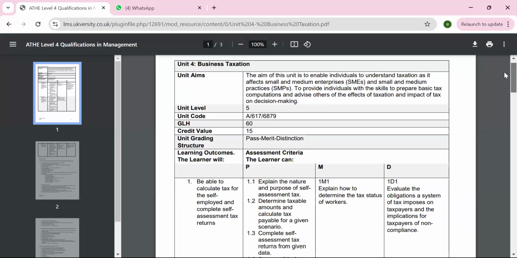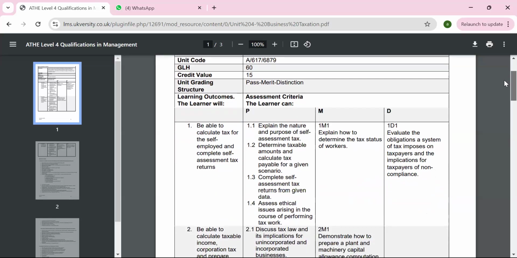The aim of this unit is to enable you to understand taxation. We'll go through SME, small medium enterprise. We'll discuss small medium practices and provide the individual with the skill to prepare the basic calculation and other effects of taxation impact on the tax decision. That will be the key purpose of the unit.